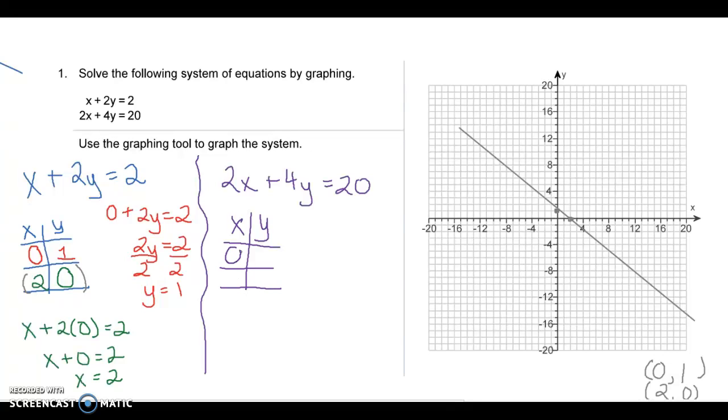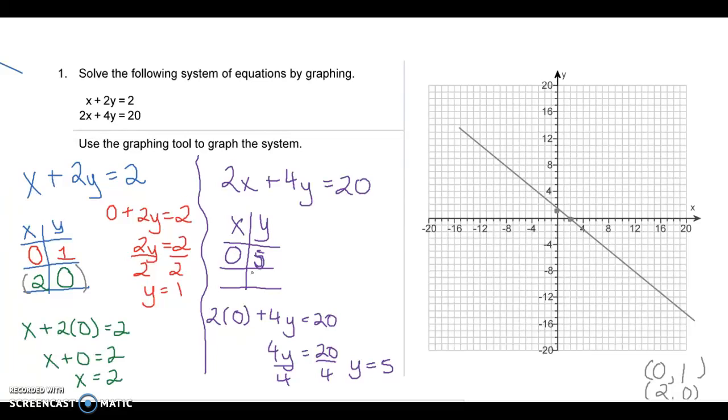I like to use 0 first, so I'm going to plug in 0 for x. That's 2 times 0 plus 4y equals 20. That's just 4y equals 20. Divide by 4, and you get y equals 5. So when x is 0, y is 5. Alright, I'm going to switch colors here.